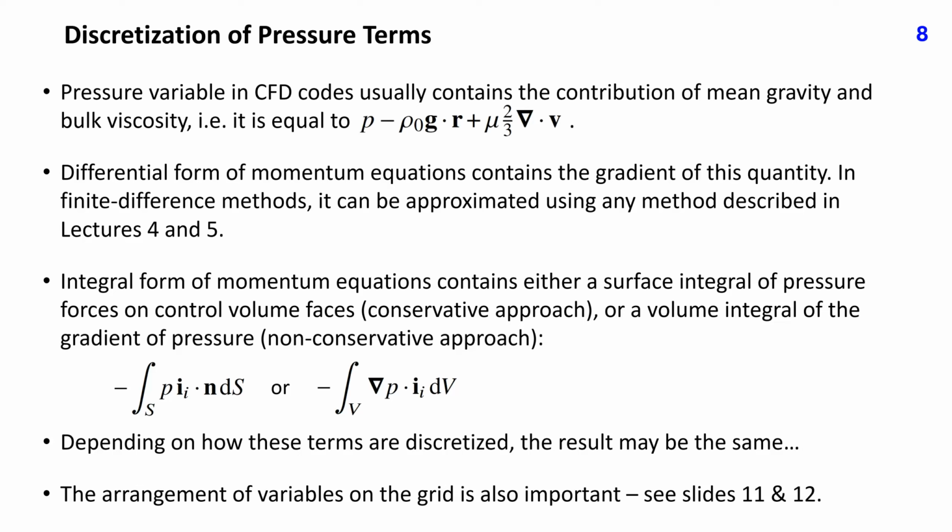In the integral form of the Navier-Stokes equations, the pressure term can appear in two forms: a surface integral of pressure forces on control volume faces, or a volume integral of the pressure gradient. The former is a conservative approach, the latter is not. Depending on approximations used to discretize these two forms of pressure terms, the result may be the same or slightly different. The arrangement of variables on the grid is also important. This will be further discussed in slides 11 and 12.